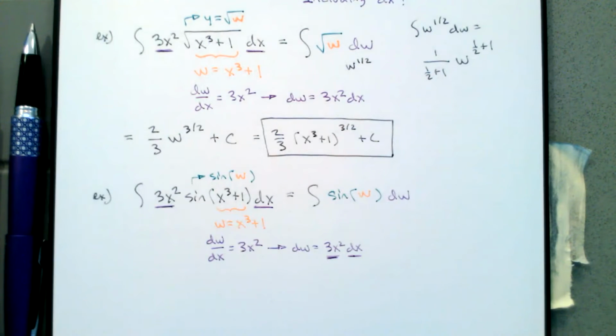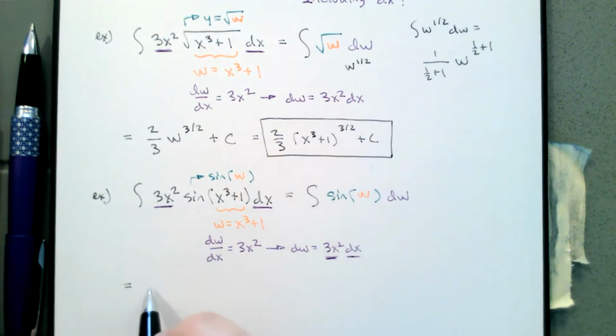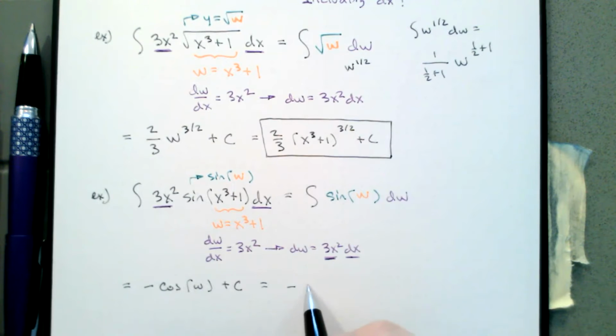So we've traded our integral with all this complicated stuff around it, 3x squared and the x cubed plus 1, and shrunk it down to the integral of sine of w dw. The integral of sine of something is negative cosine of that thing, plus some constant of integration. And w is x cubed plus 1.